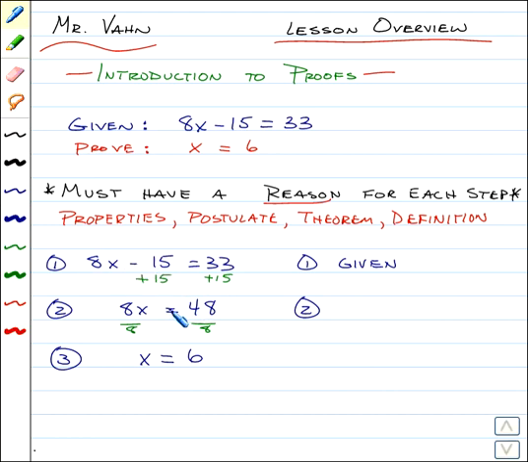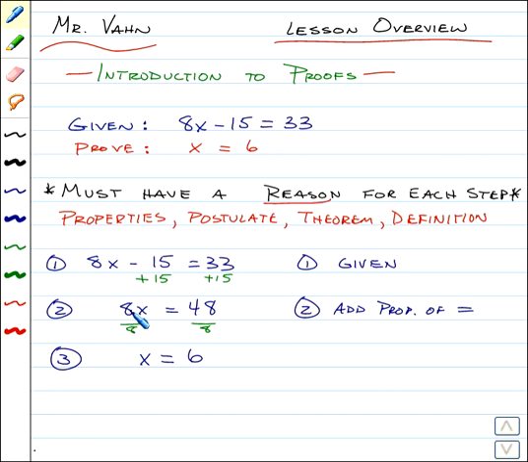We added 15 to both sides. What's the property that allows us to add 15 to both sides of our equation? That is called the addition property of equality. It says you can add the same number to both sides and both sides will still be equal.